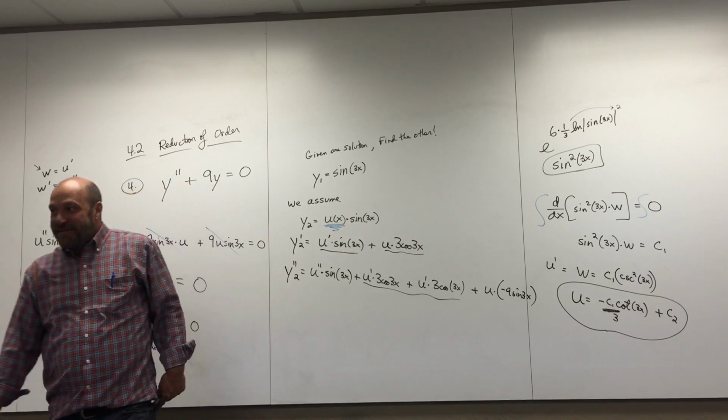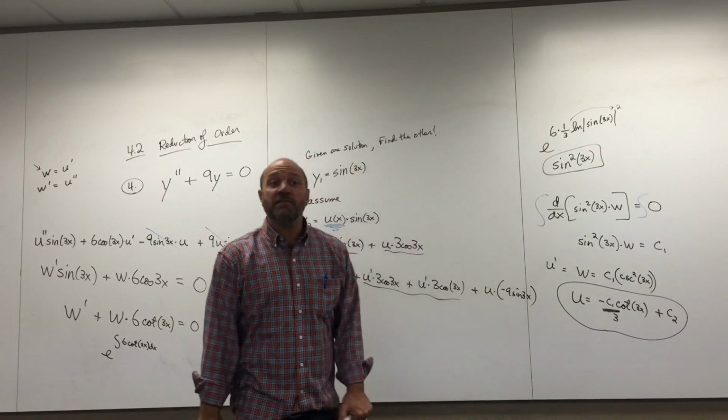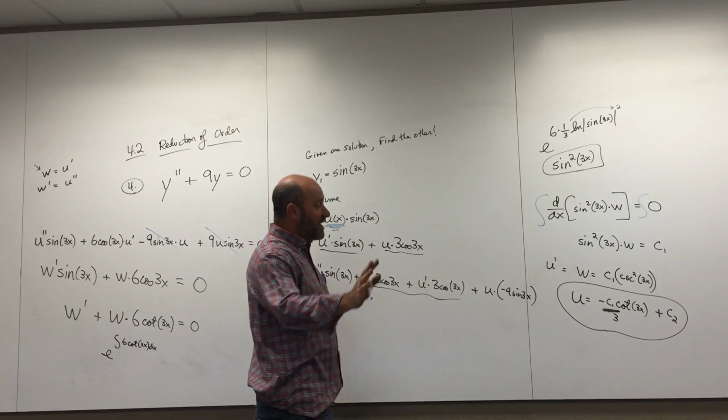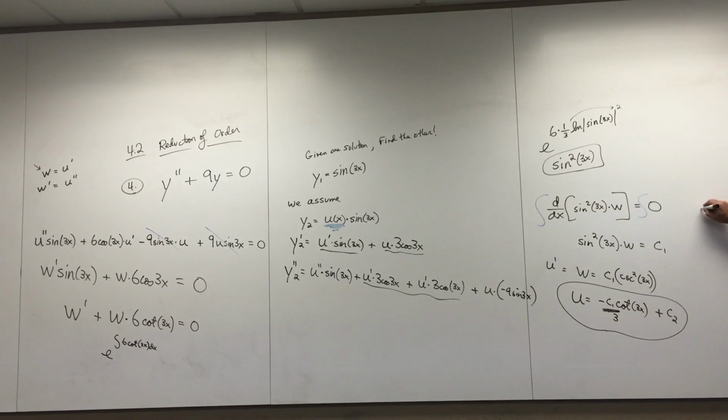All right, this is great. Right at the end, choose something nice and convenient for your C1 and C2. I would choose C2 to be 0, and I would choose C1 to be negative 3, because that'll make the negative sign go away. So now what's u? Cotangent 3x. Wow.